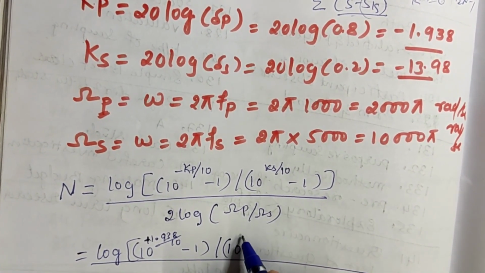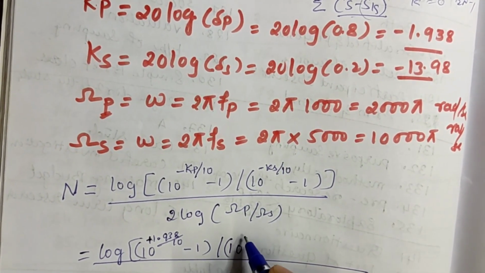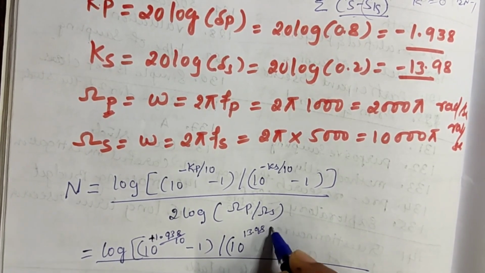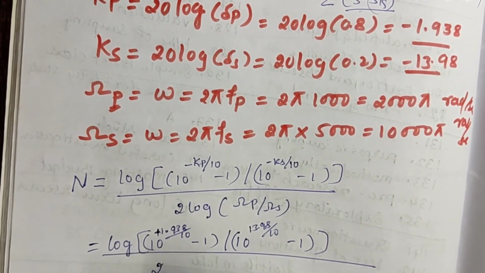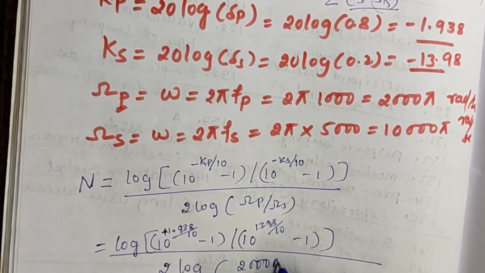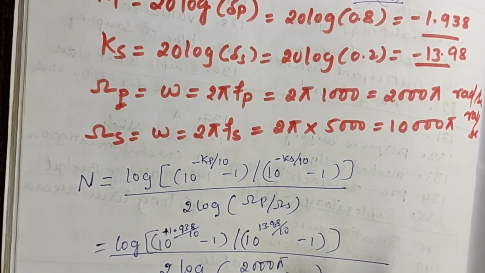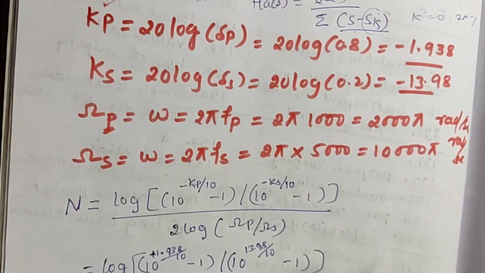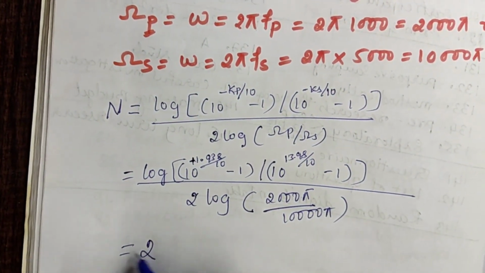of minus Ks by 10. Minus Ks means plus 13.98, divided by 10, minus 1, divided by 2 log of ohm P, which is 2000 pi, divided by 10,000 pi, which is ohm S. So substitute this and calculate. You get n is equal to 2.